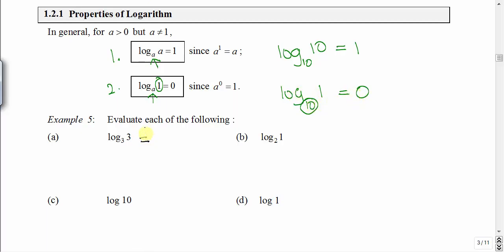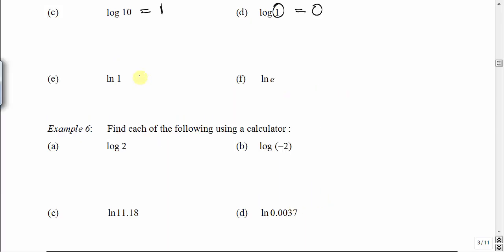Let's try some examples. The base and this number here are the same, so the result is a 1. Log base 10, 10. Okay, the result is a 1 as well. Remember, when people don't write the base, it means log base 10. This value is a 1. Regardless of what the value of the base is, the result will be a 0.